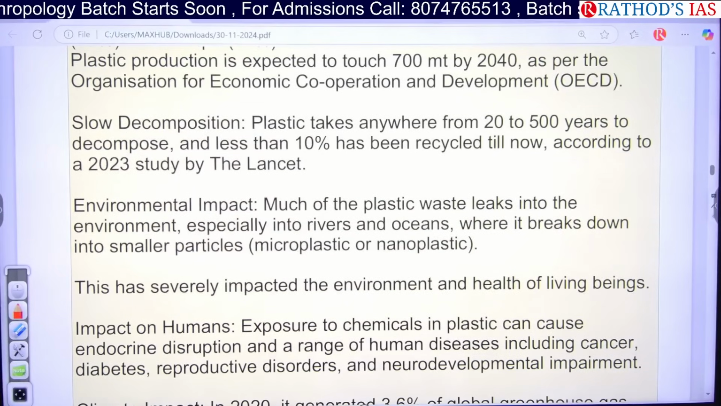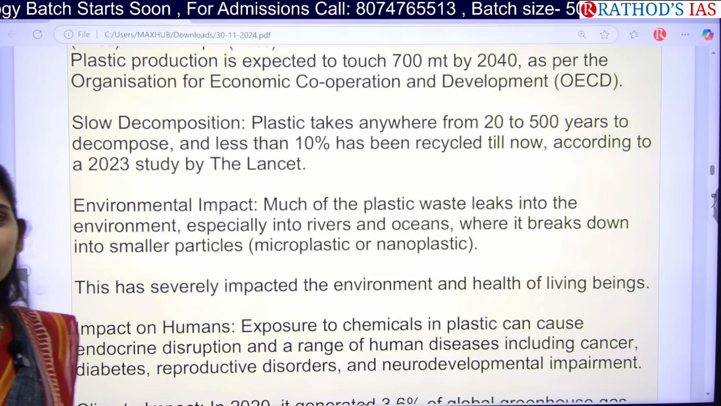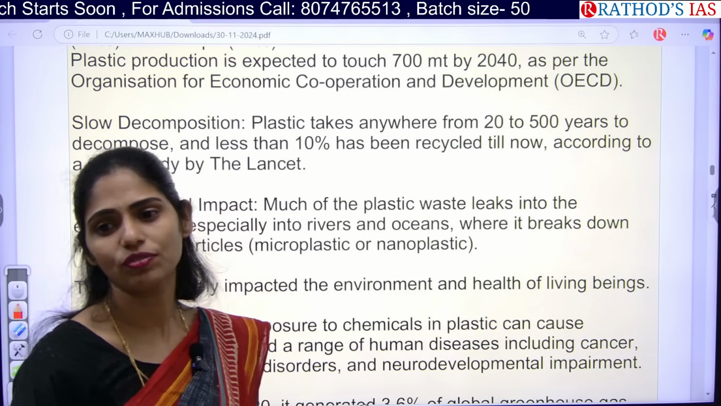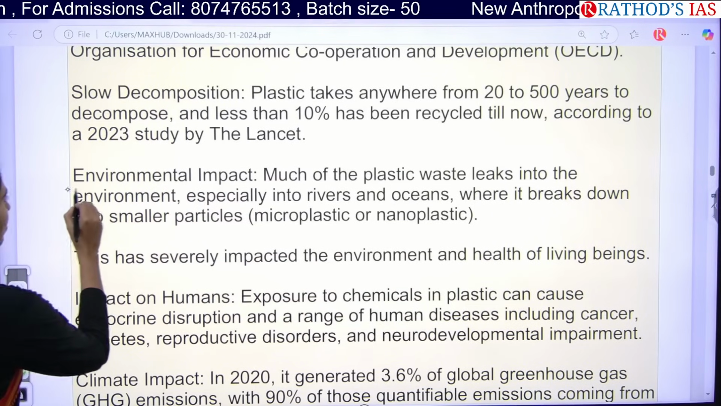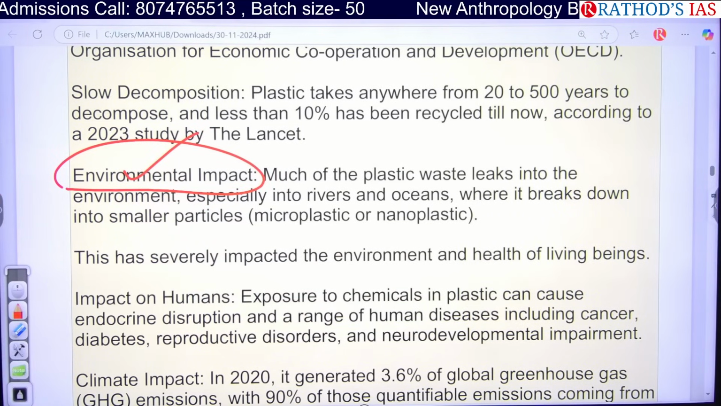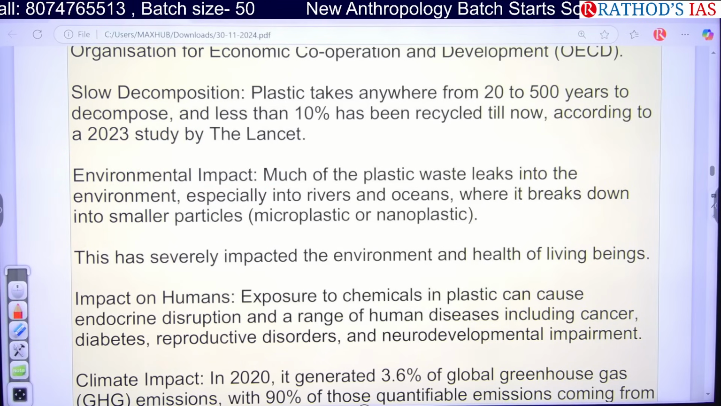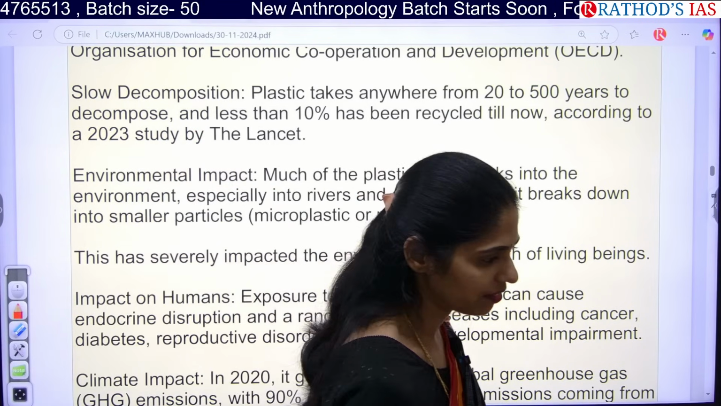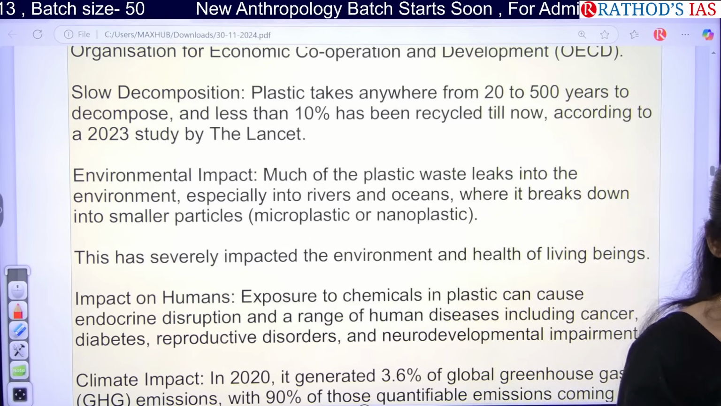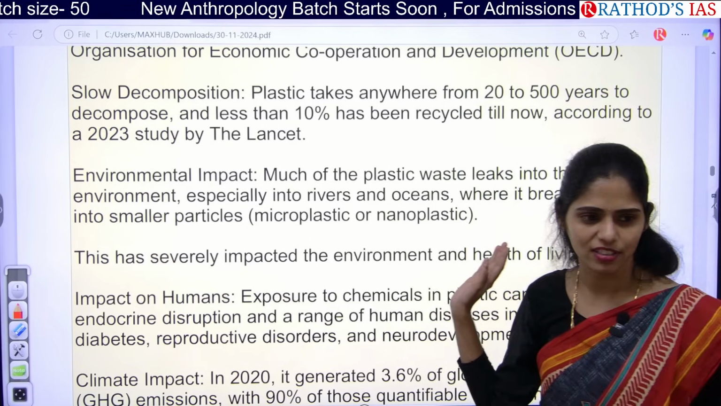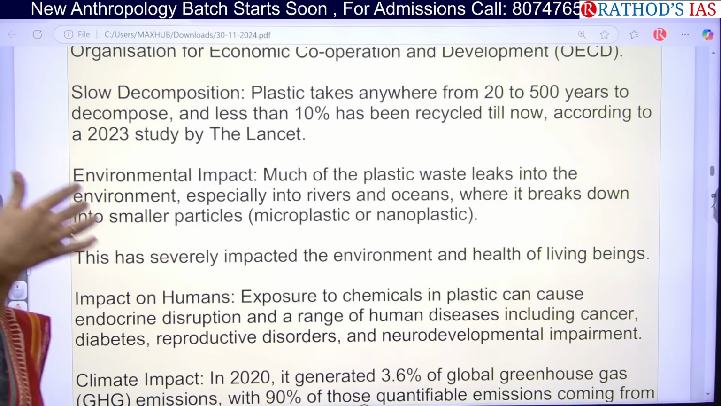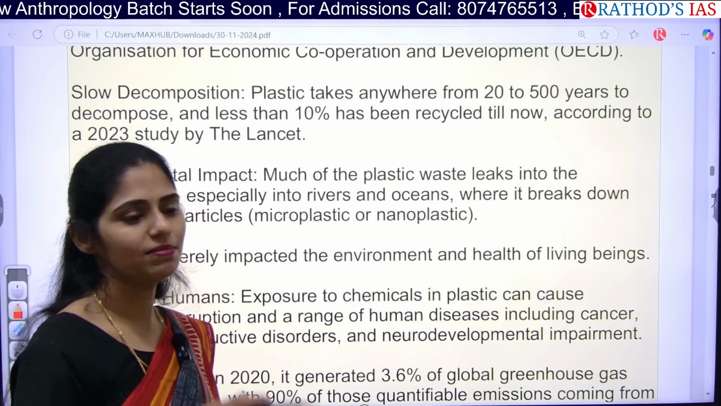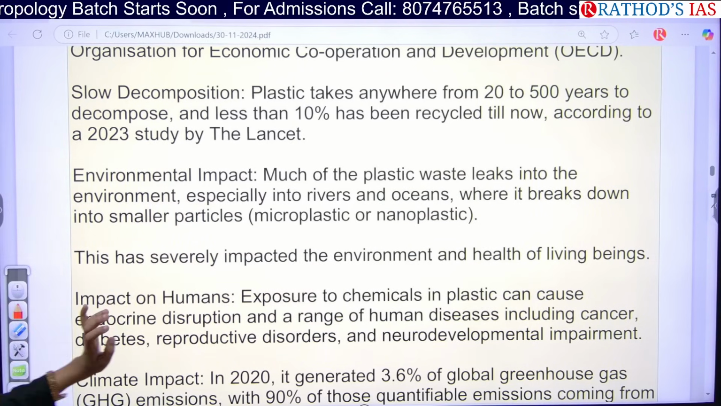One more problem is recycling: not more than 10% of this plastic is getting recycled. So this is also one important problem. Because of that, there is a lot of impact on our environment, especially rivers, oceans, etc. And even the makeup products we use every day, like lotions or scrubs, have microplastics. That was the question in 2022 prelims: microplastics are present in which of the following products? Even some sunscreen products use microplastics.